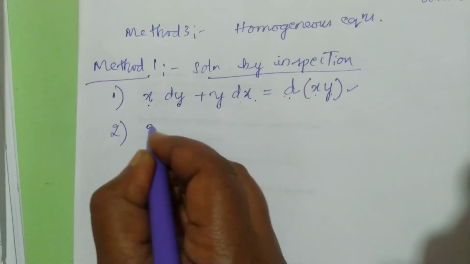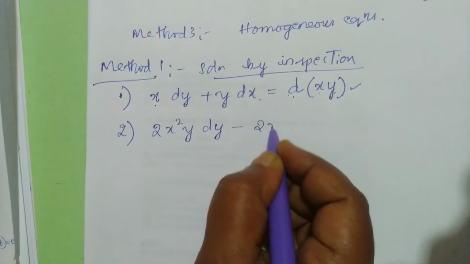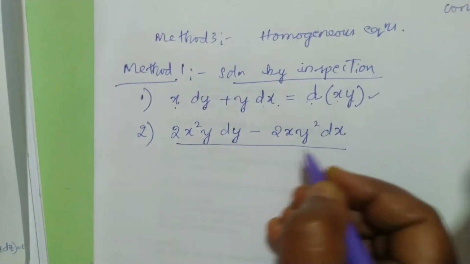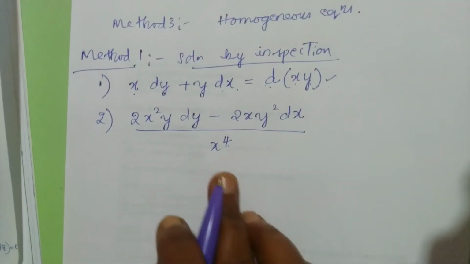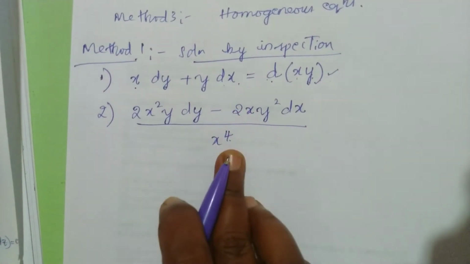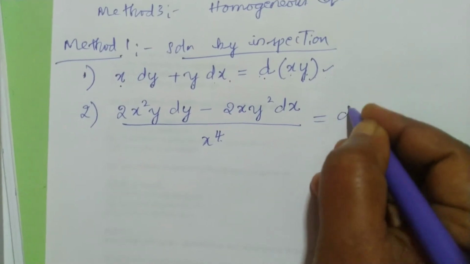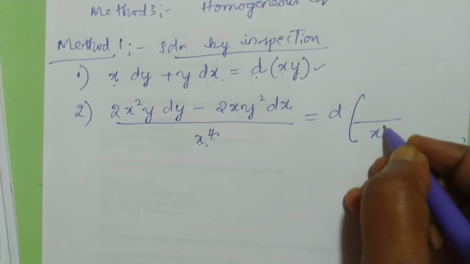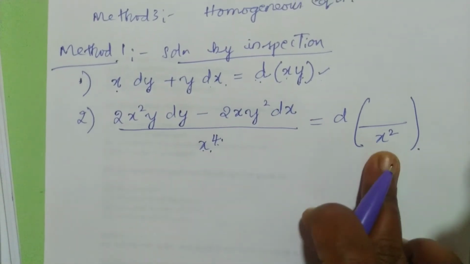Similarly, if I take this, for example, 2x square y dy minus 2x y square dx divided by x to the power 4. Now what type of differentiation can this be? This is a quotient rule. You know it is a quotient rule. And the denominator we have x to the power 4 means the denominator it is x square only. Right? The denominator can be x square.